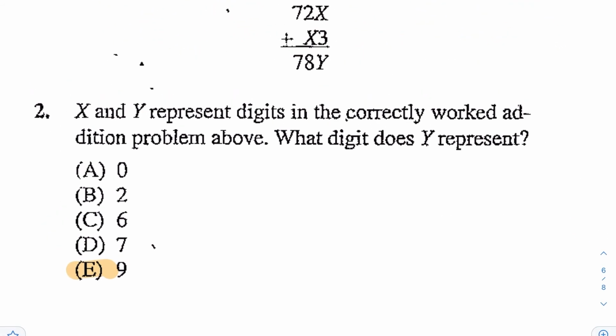All right, next for question number 2, x and y represent digits in the correctly worked addition problem above. What digit does y represent? So here you know that 7 plus 0, of course, is 7. And you can't carry here. So 2 plus the 6 has to be 8, because you can't carry anything. And if x is 6, 6 plus 3 has to be 9. So y has to be choice E, 9.